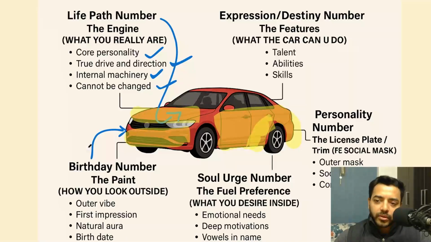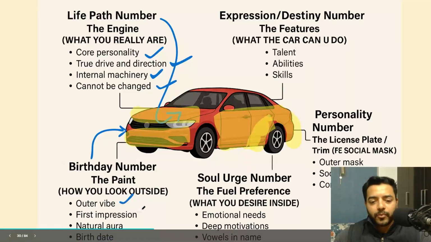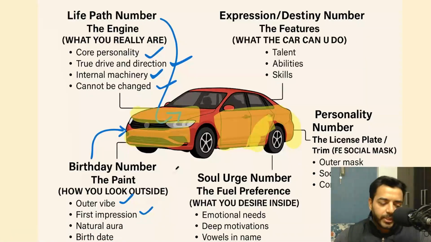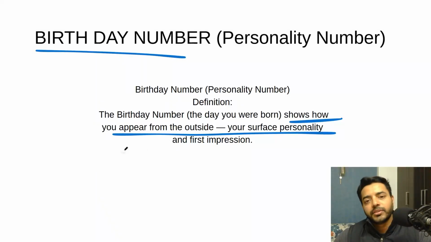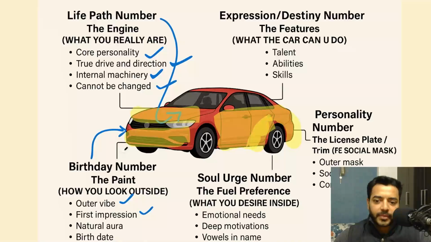How does this car look from a distance? It's a red car, it's a yellow car, it's something else, right? So what is the outer vibe? What is the first impression, natural aura, etc.? That's what the birthday number is. That's all it tells you. It's not the most important number, but if somebody sees you from far away, then we call it a birthday number. Somebody judges you from outside, right?